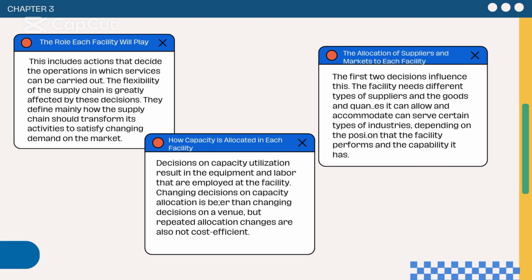So the last one is the allocation of suppliers and markets to each facility. This focuses on which suppliers and markets each facility will serve, influenced by the facility's role and capacity. Facilities may need specific suppliers based on what they produce, and their location affects transportation, cost, and logistics. These choices are key to meeting customer needs and ensuring products are delivered efficiently and affordably.